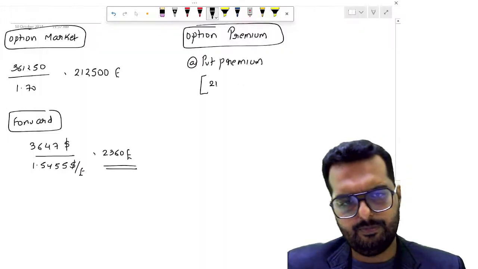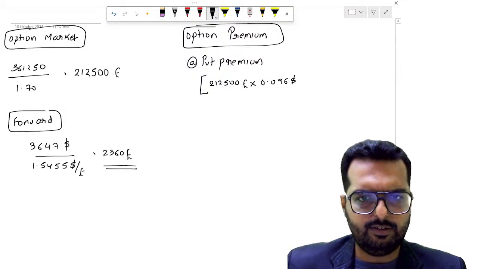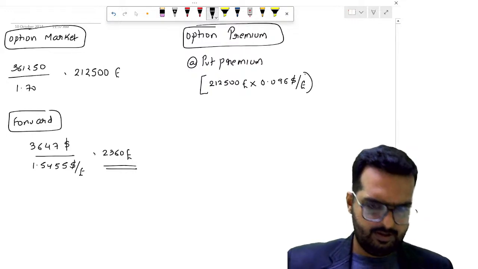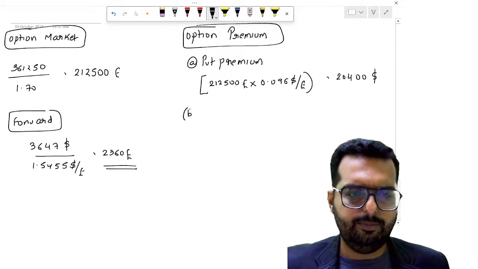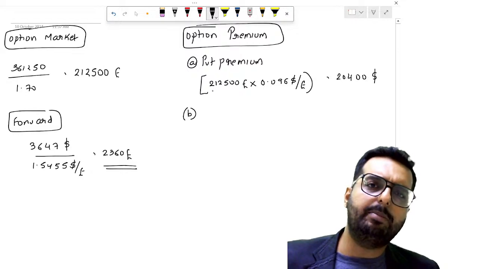212,500 pound into 0.096 dollar per pound. I'll get the answer as $20,400. Okay. Now I am in UK, so I have to make the payment in pound.